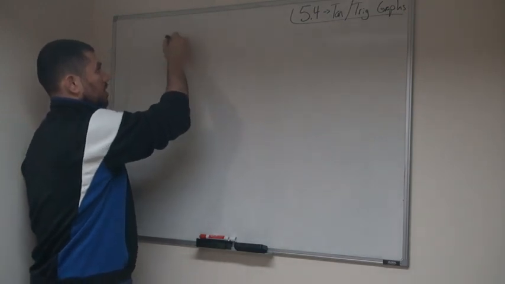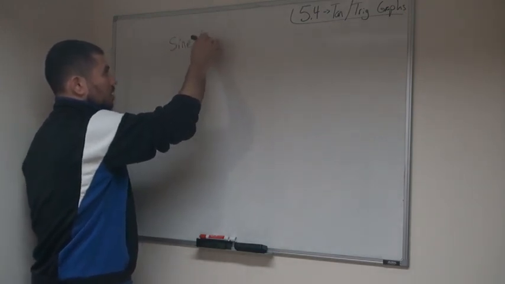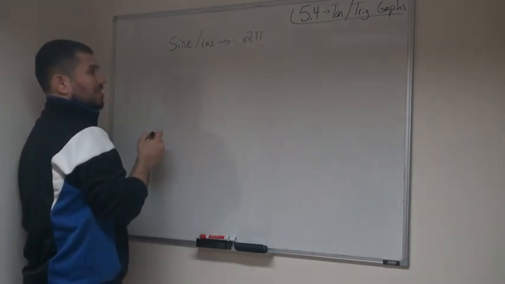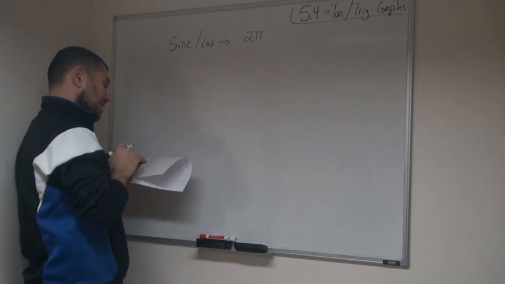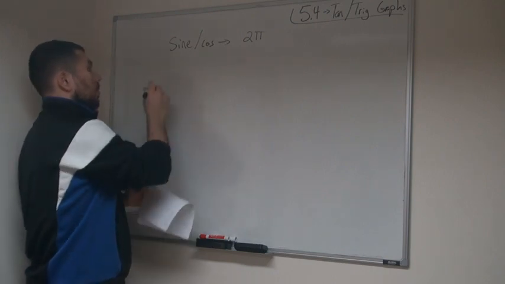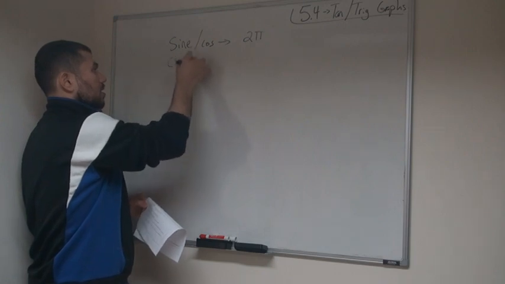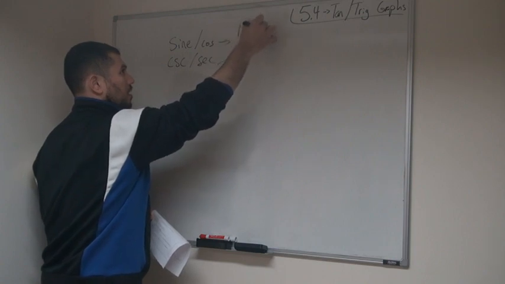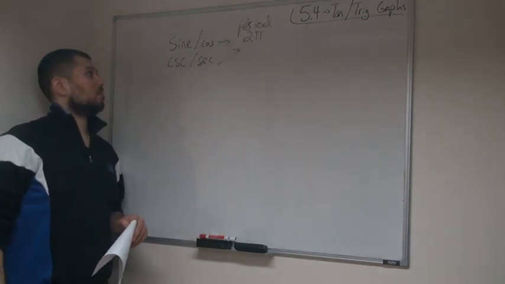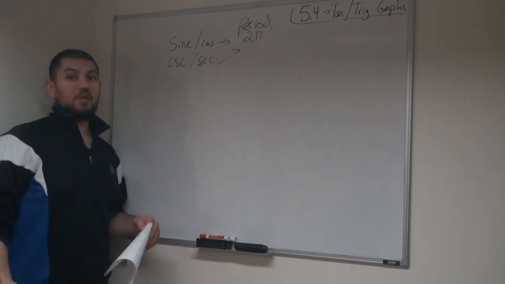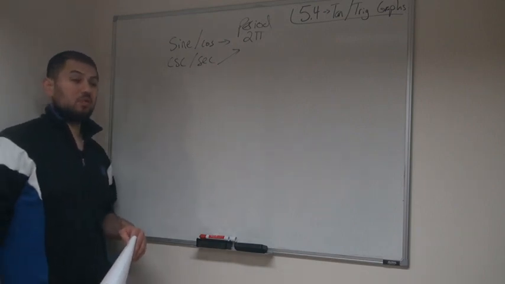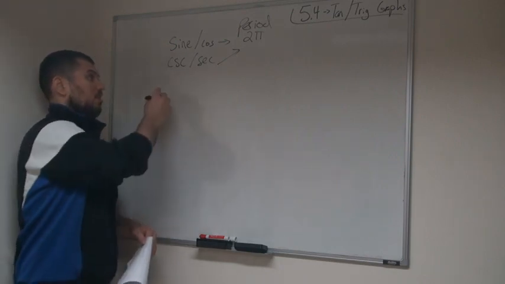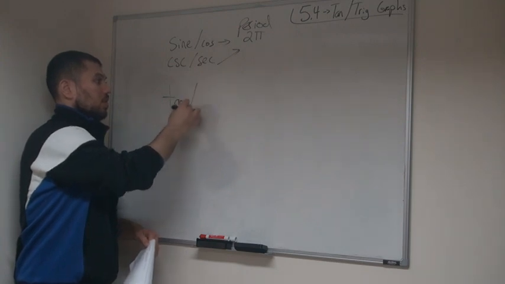So for sine and cosine, a full cycle happens within 2 pi radians. We're going to see that this is also the case for secant and cosecant, the reciprocal functions of sine and cosine, which also have a period of 2 pi. Now, secant and cosecant, although they have a period of 2 pi and a full cycle length happens in 2 pi radians, are going to have vertical asymptotes just like the graphs of tangent and cotangent. And we're going to see why.